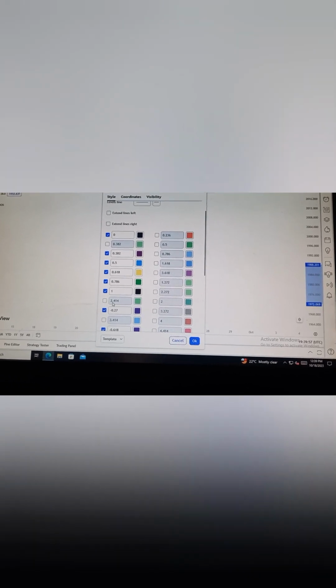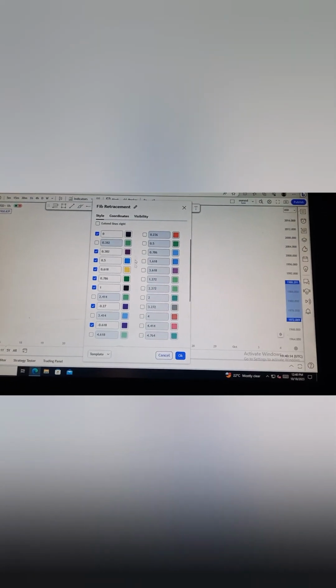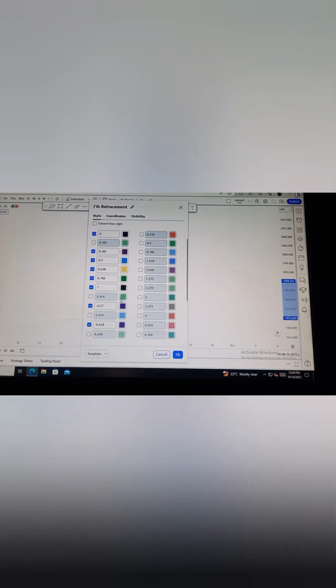Then the note pin 786 is green. The one level is black. Then here you get the extension levels. You see here you put negative 0.27 for take profit 1. For take profit 2, extension level 2 is negative 0.618. And only the side boxes is ticked, right? As you can see, not the side. This is for the PCUs. So that's the setting for the Fibonacci I use.